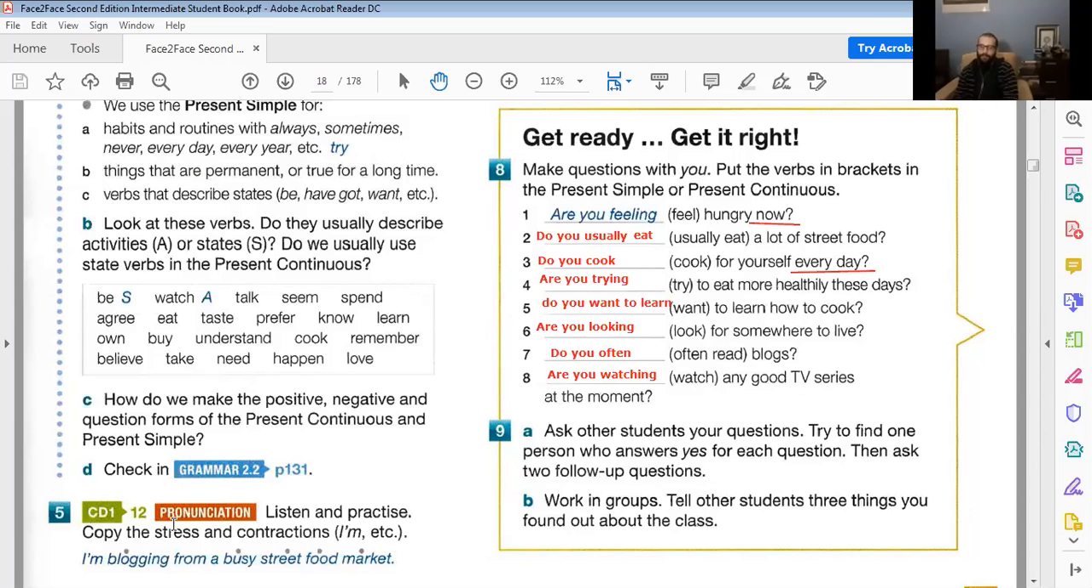Let's see. Number 8. Are you watching any good TV series at the moment? No, because there is no TV series. Nowadays, the TV is so boring, so I don't watch anything. Turkish one. Yeah, no. Sometimes I watch Netflix, but that's all. What's the name of the series?